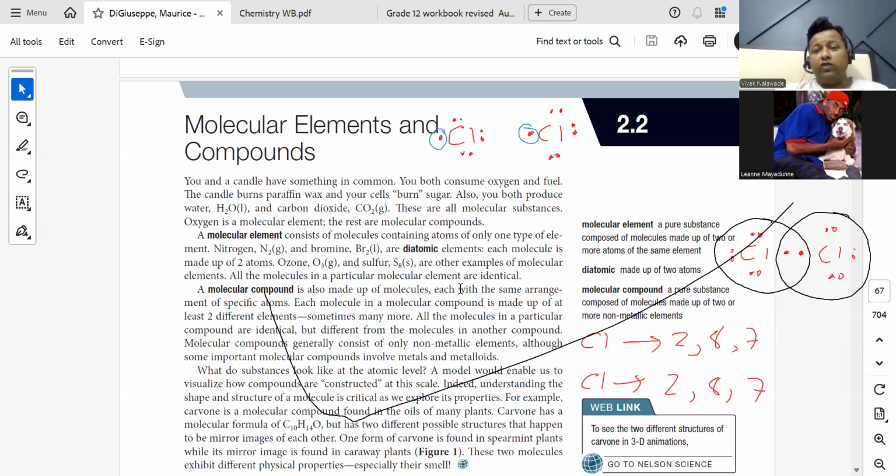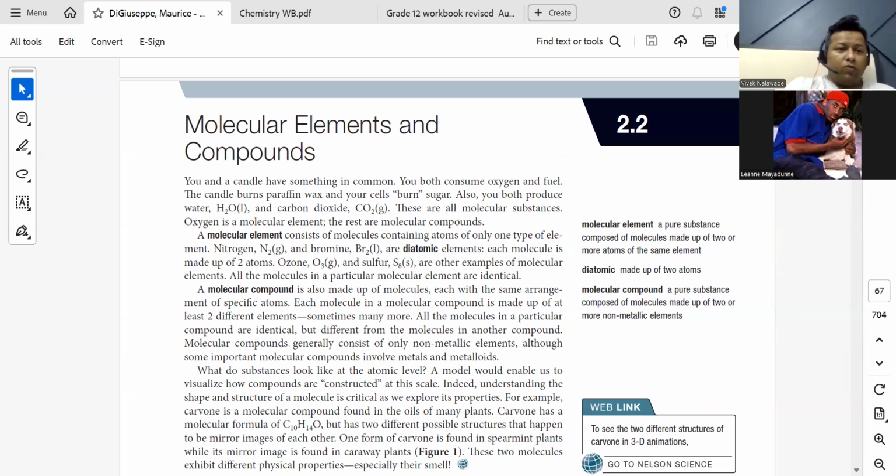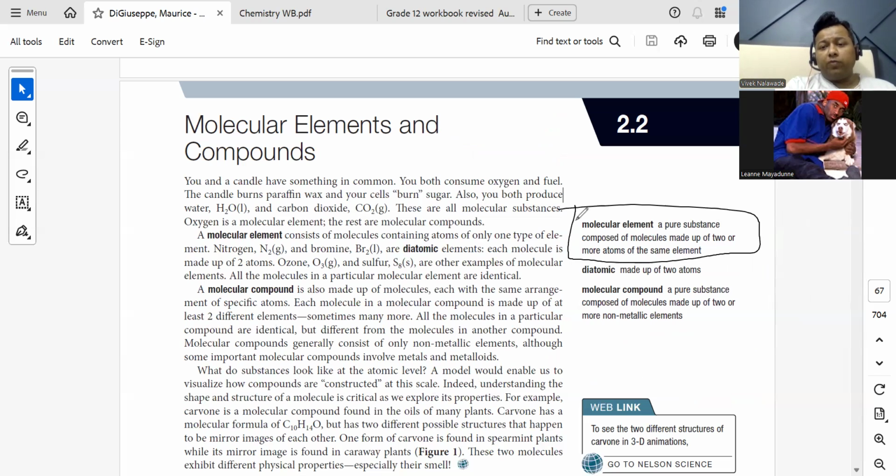So can you write down these terms now? What is a molecular element? So we understood what the covalent compounds are. So, molecular element: a pure substance composed of molecules made up of two or more atoms of the same element.